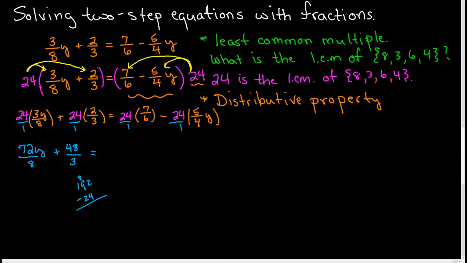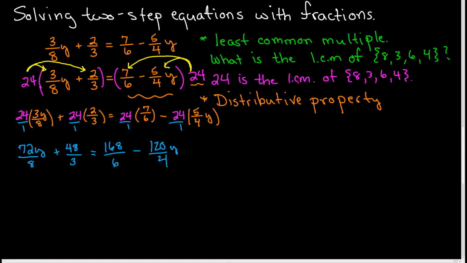Borrow 1 from the 9. $168 over 6 minus, well, 24 times 5, let's see. 25 times 5 is 125, so take off a 5, so 120. So 120y over 4. I'm going to erase this real quick just to save room.